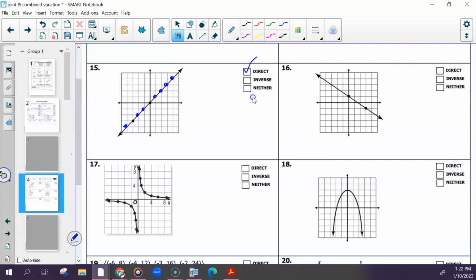Would 17 be direct, inverse, or neither? Inverse, so it makes that hyperbola shape. What about 18? Neither. If it's not a line that goes to the origin and the constant is the same, or makes that hyperbola shape, if it's anything else, it's neither.